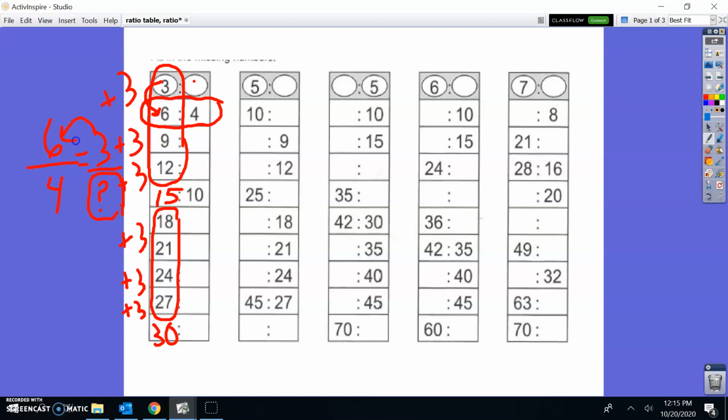I know 3 times 2 gets me to 6, so that means what number times 2 can get me to 4? So that means this missing number is 2. Now I have a guess of what my pattern is going to be.